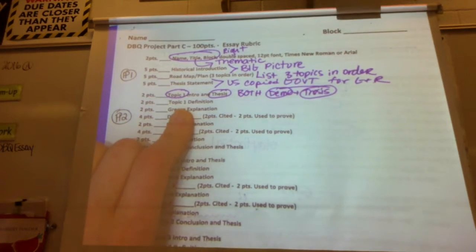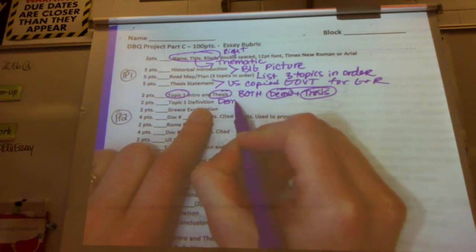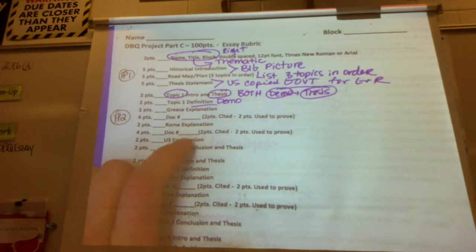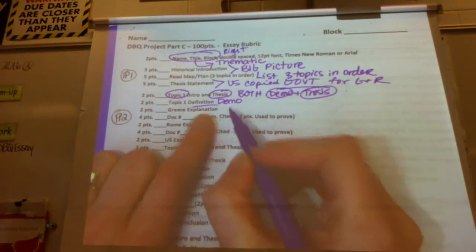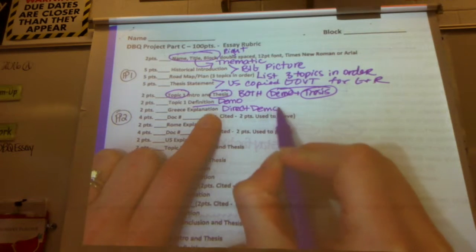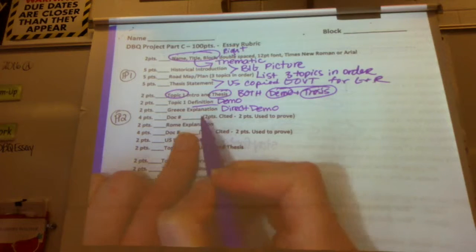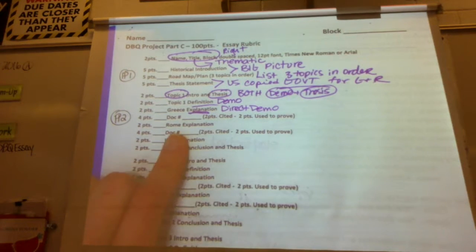Then you're going to give me the definition. So you've got to start out with the definition of democracy. Then you're going to give me Greece, then Rome, and then you're going to conclude. So for the Greece explanation, we know that they had a direct democracy, so you should explain that. Tell me that Greece had a direct democracy and explain it. Maybe say why. Maybe tell me what it looks like, who the people directly participating are. So give me a little explanation.